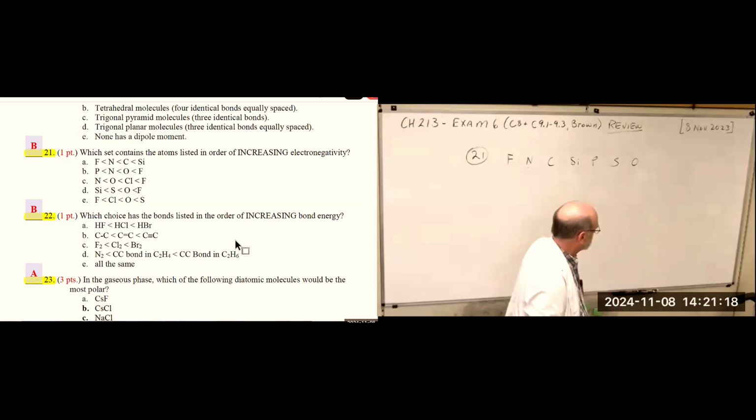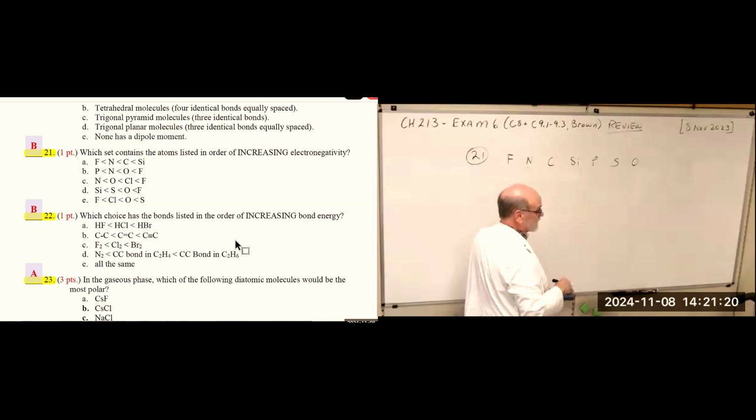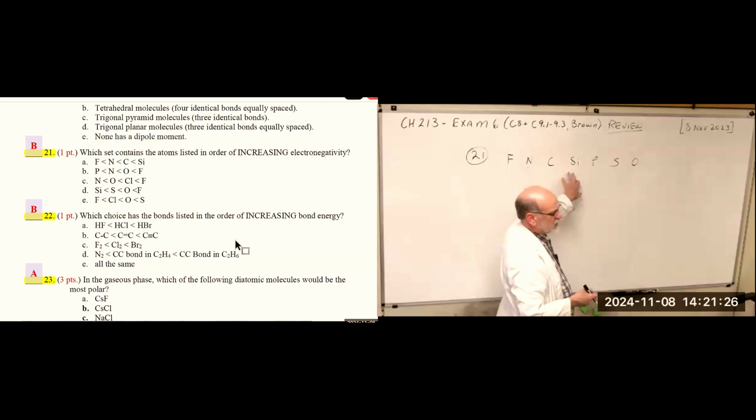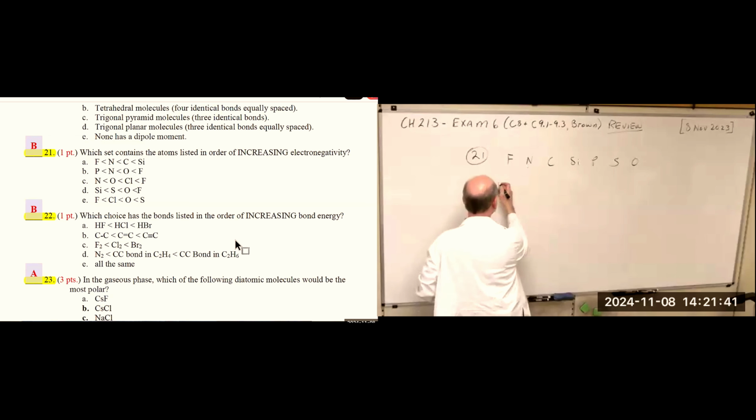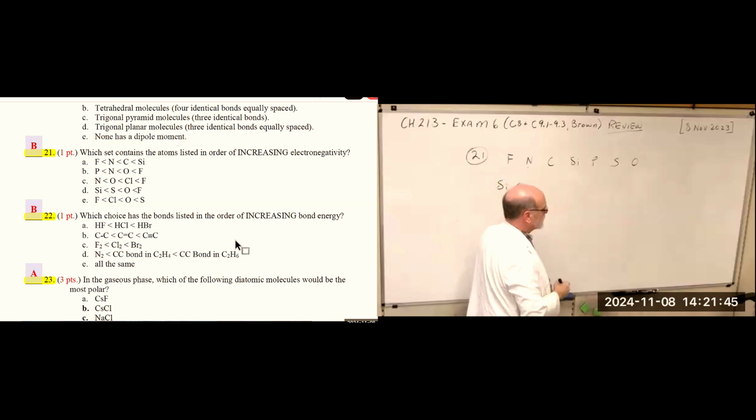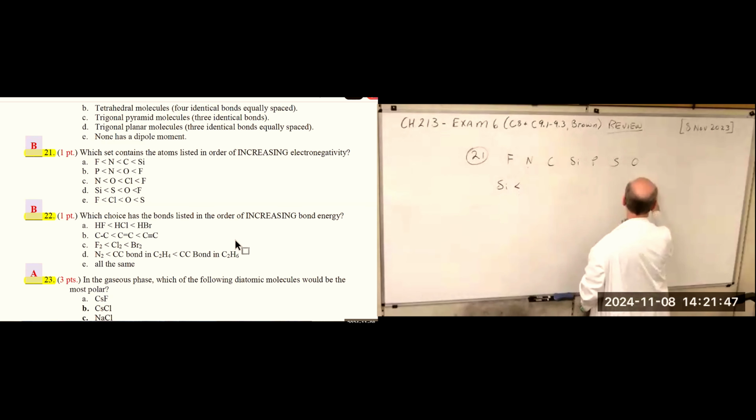Increasing electronegativity. All right, so the least electronegative is below and to the left, which would be silicon, sulfur, oxygen, carbon. Yeah, silicon would be the least electronegative of those. The most electronegative, obviously, would be fluorine.